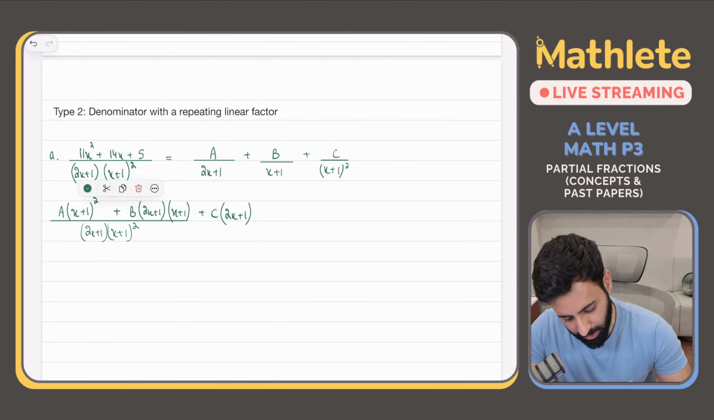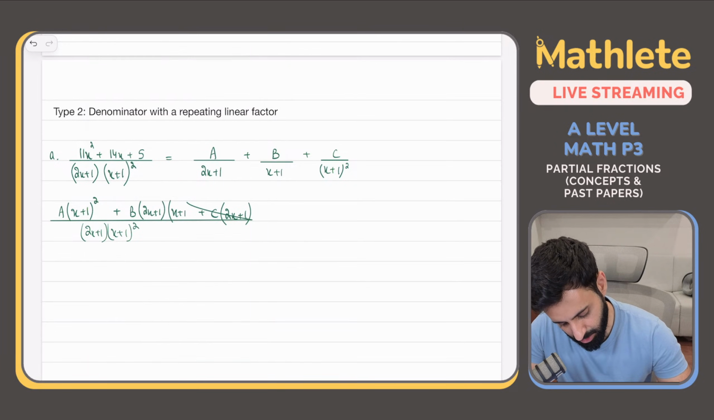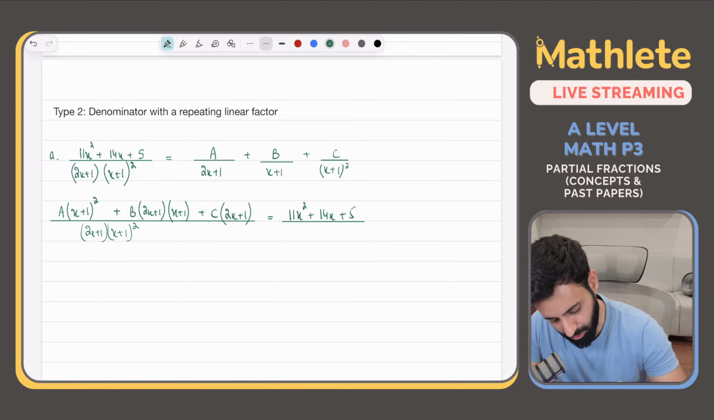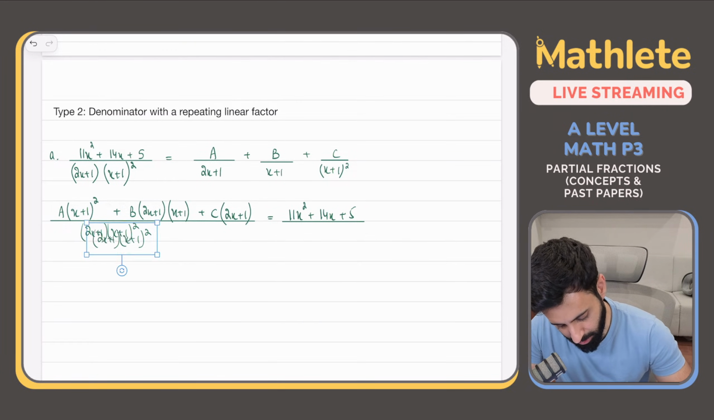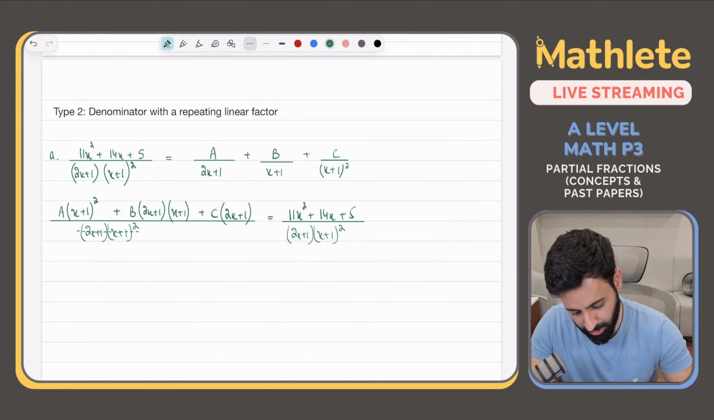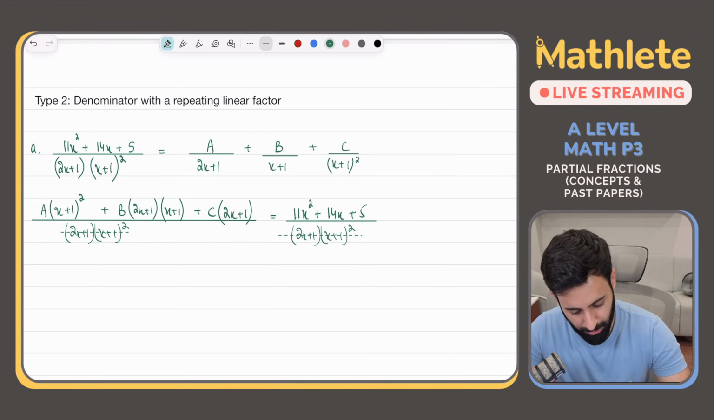ठीक हो गया? अच्छा, अब the question is, what are the values that we're going to substitute? So let's have a look. Achha, what is this equal to? This we want to be equal to 11x squared plus 14x plus 5 over this right here. And remember, we're only concerned with the numerator. So we're going to cross this out. Okay, now question, what are the values that we're going to substitute?